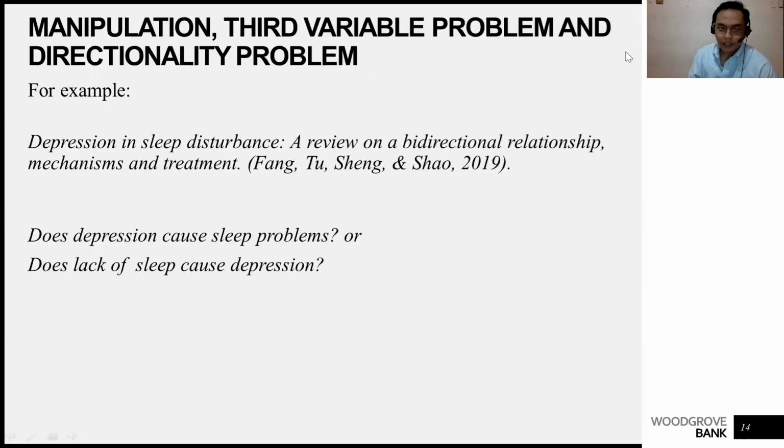The element of manipulation is used to solve the third variable problem and the directionality problem. We have an example research here from Fang, Tu, Sheng, and Xiao, 2019: Depression and Sleep Disturbance, a review on a bidirectional relationship, mechanism, and treatment. They talked about how depression and sleep disturbances are comorbid, but they cannot determine which comes first. So here's the question: does depression cause sleep problems, or does lack of sleep cause depression?